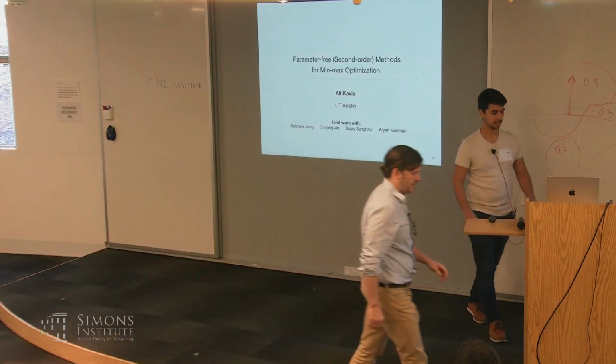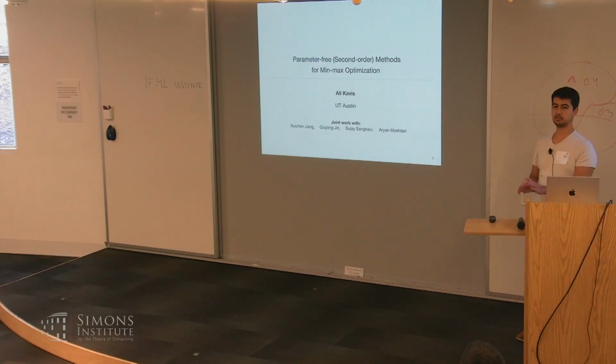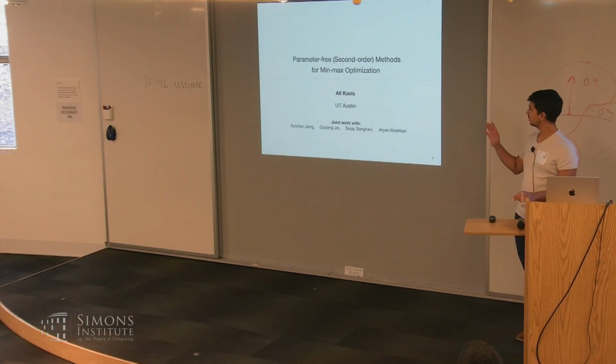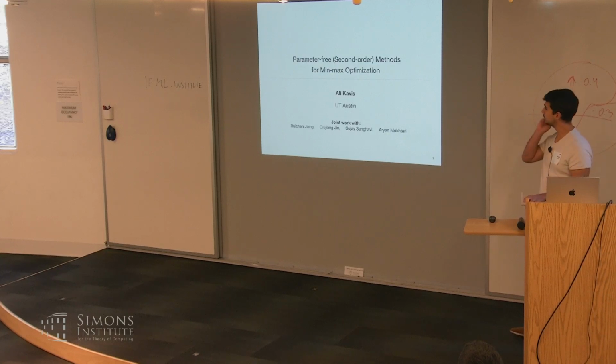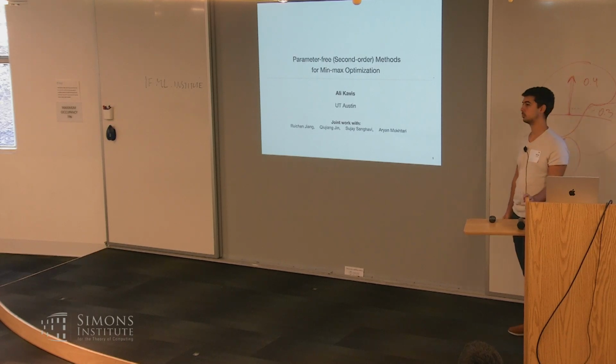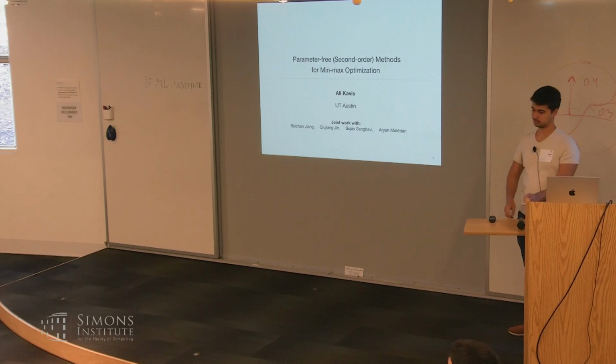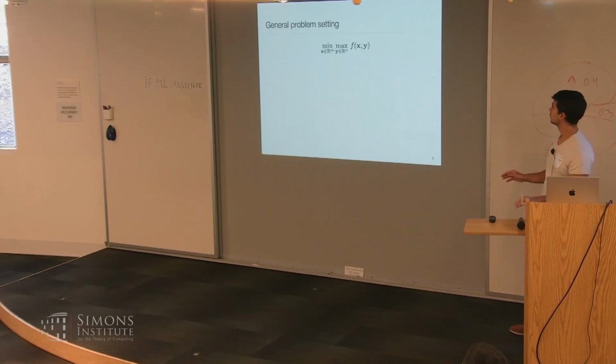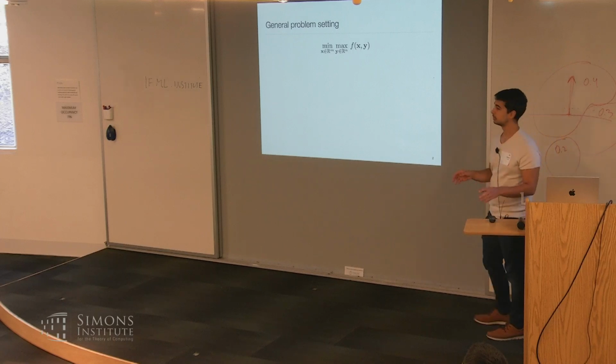Hey everyone. So this talk is going to be a bit different from the first three talks that you've seen. I'll focus on optimization, specifically parameter-free methods for second-order optimization where we have a min-max objective. This is joint work by Ruichen Zhang, Truicheng Jin, Sujay Sanghavi, and Aryan Mokhtari, and Ruichen is over there in the audience. So let me quickly start with the basic definition of the problem.